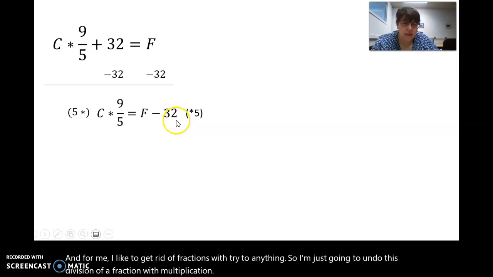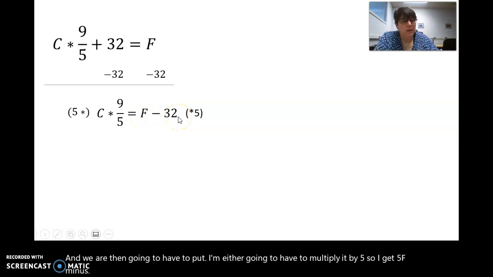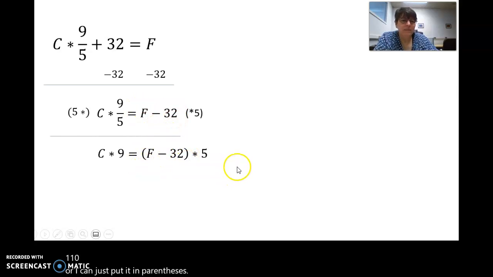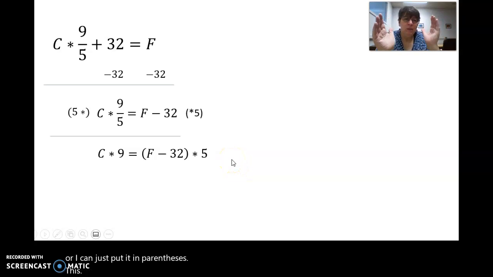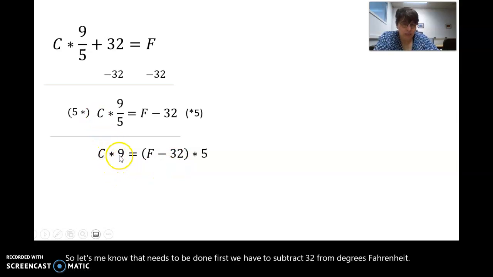And we are then going to have to put this, I'm either going to have to multiply it by 5, so I get 5f minus 110, or I can just put it in parentheses, like this. So it lets me know that that needs to be done first. We have to subtract 32 from degrees Fahrenheit. We're left with a multiplication problem, so we get rid of it with division.